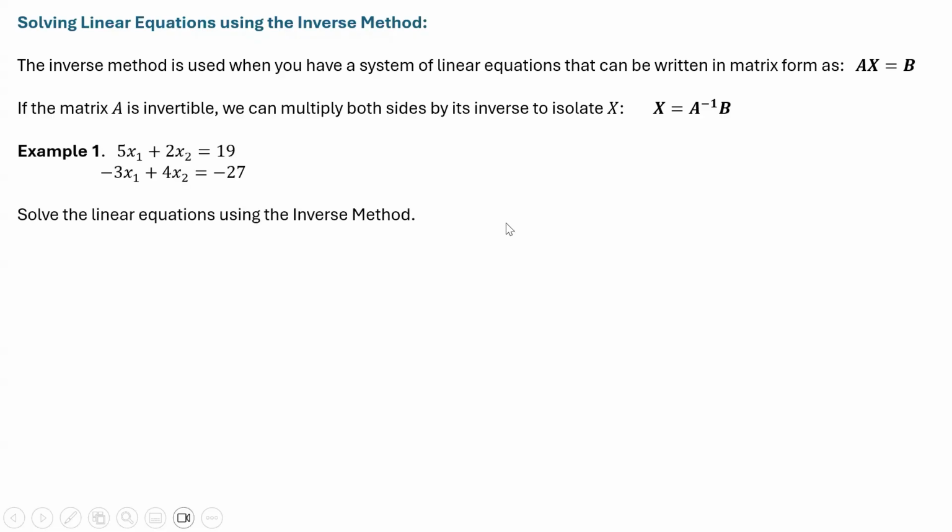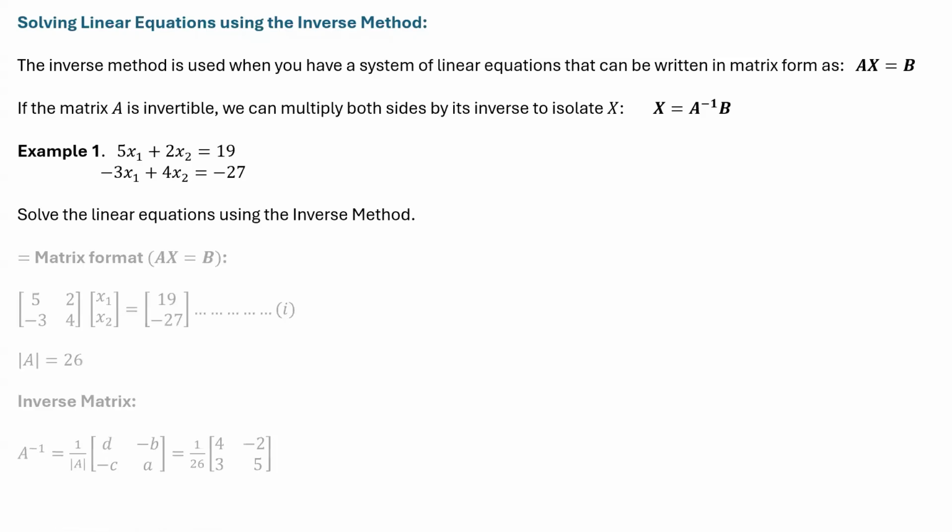Now, for example, we have been told to solve these linear equations using the inverse method. So how are we going to solve it? First of all, we will write the matrix form, okay? So the matrix form is AX equal to B, and this is A. So this one is A, which is we'll take the numbers first. So 5, 2, minus 3, and positive 4. So this is A completely.